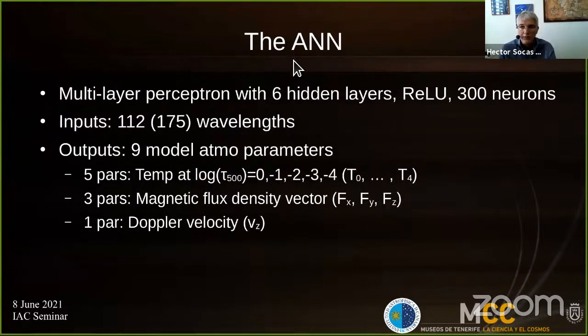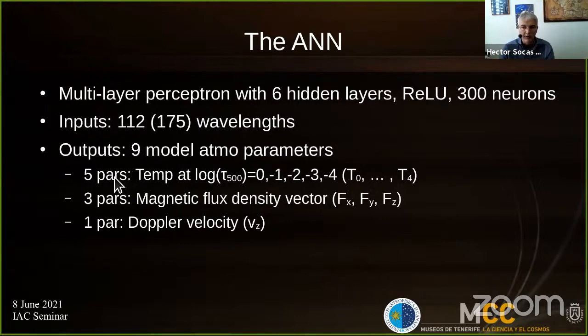So some details about the neural network. It's a multi-layer perceptron with 6 hidden layers, and there's 300 neurons per layer. The input layer has 112 neurons for the case of Hinode and 175 for the case of DKIST, just because these are the input wavelengths. This is your spectral profile that you provide as input. And then the output layer has 9 neurons, which are the model parameters that we want to retrieve.